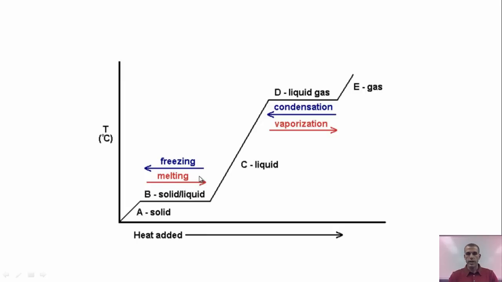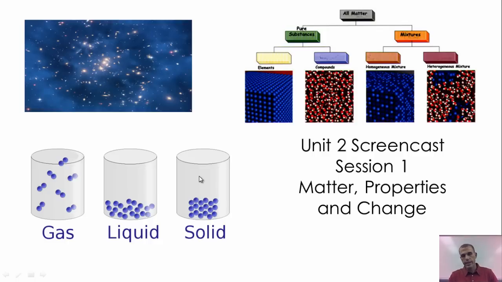All right. So this screencast, session number 2, unit 2, number 1, was dealing with matter, some of its properties, and some of the physical and chemical changes that occur, and how they're all connected.